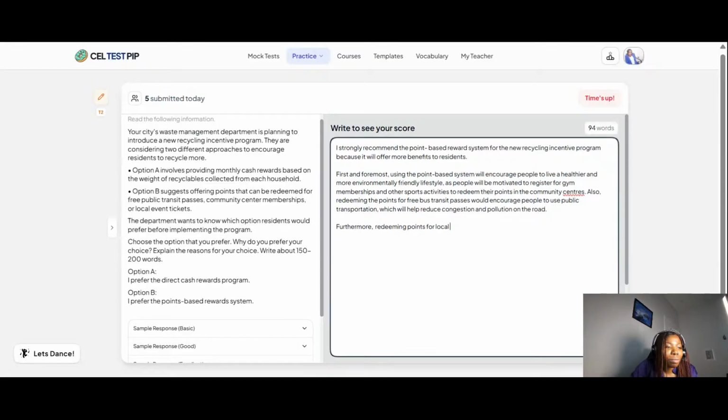But so let's see. Local, furthermore, for local event ticket will help support local businesses that participate in those events.